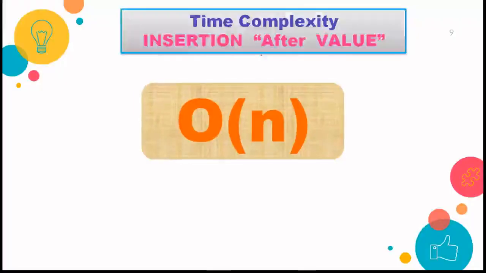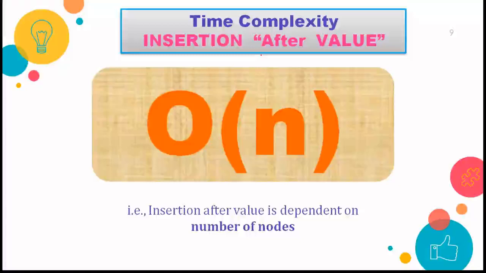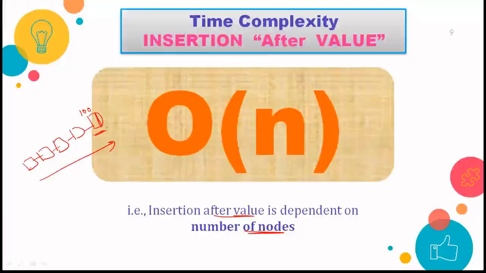And what is the time complexity here? The time complexity here is again big O of n, because insertion after value is dependent on the number of nodes, as I have told you. So if there are many nodes available in your linked list, and the value that we want to search, let's say 100, is found at the last node, right? If there are 5 nodes, we have to traverse all 5 nodes. Similarly, if there are n nodes, we have to traverse all n nodes to search for the given node.